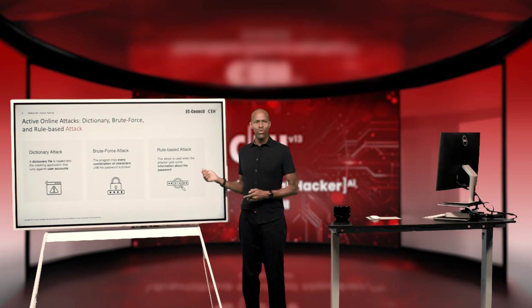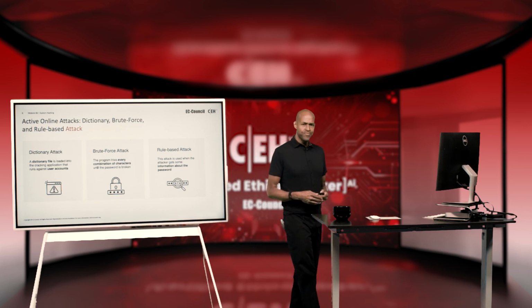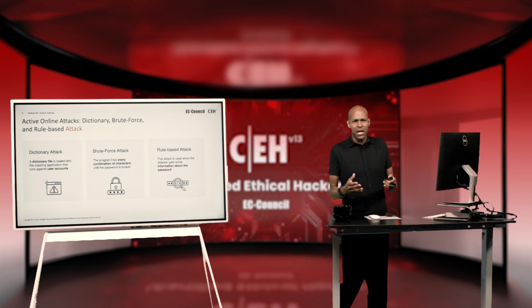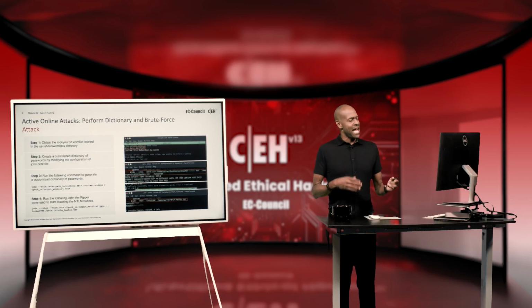And then another one is a rule-based attack. With a rule-based attack, what happens is you know something about the password. Let's say that there's a company and the password is company name dash password. So I already have half the password, or at least a good chunk of it, if I just put in the company name. All right, so now let's have a look at some of the steps that we use to perform these attacks.